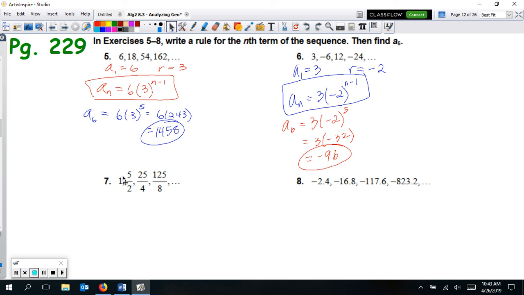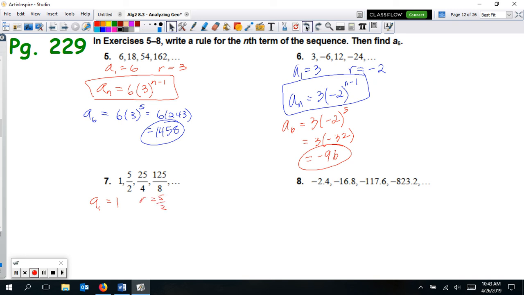Okay, number 7, we can see our first term right there is 1, so there's our a of 1. What is our common ratio, though? What are we multiplying 1 by to get 5 over 2? Well, that would have to be 5 over 2. Are we multiplying that again to get 25 over 4? And yes, we are. 5 times 5 is 25, and 2 times 2 is 4. So 5 over 2 is the common ratio.